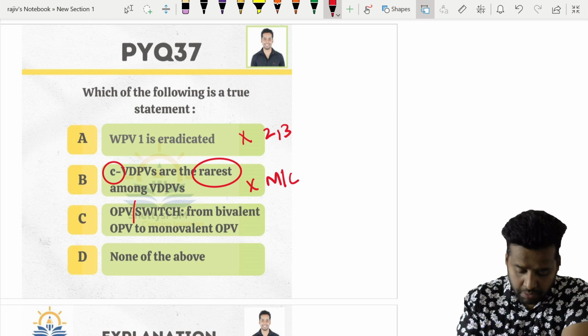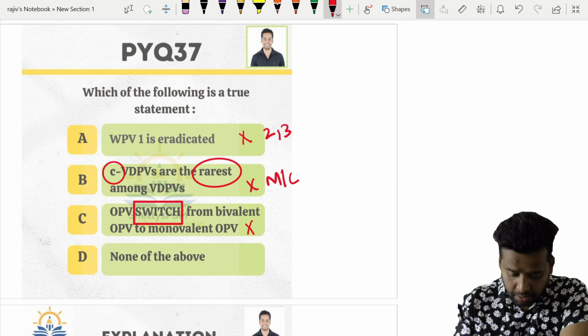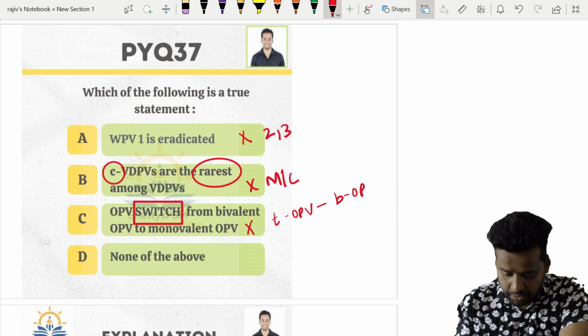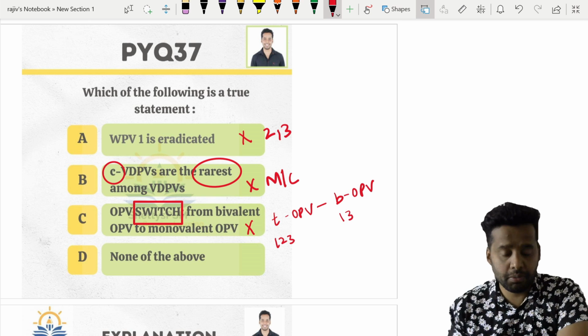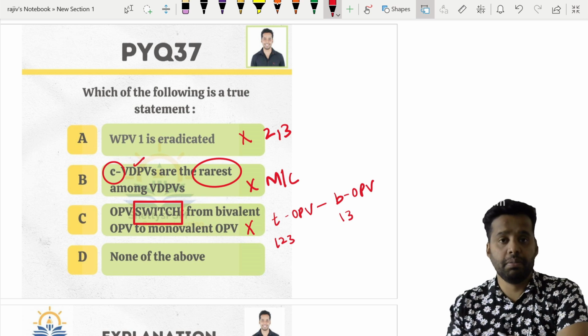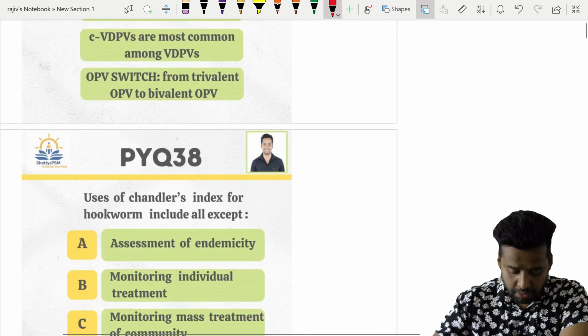OPV switch, what we have done to prevent VDPVs is from bivalent to monovalent? No, it is from trivalent OPV to bivalent OPV. Trivalent OPV was 1, 2, 3. Bivalent is 1, 3. The reason is the type 2 component is mutating more and causing cVDPVs. To prevent VDPVs, we have done a switch in oral polio vaccine.